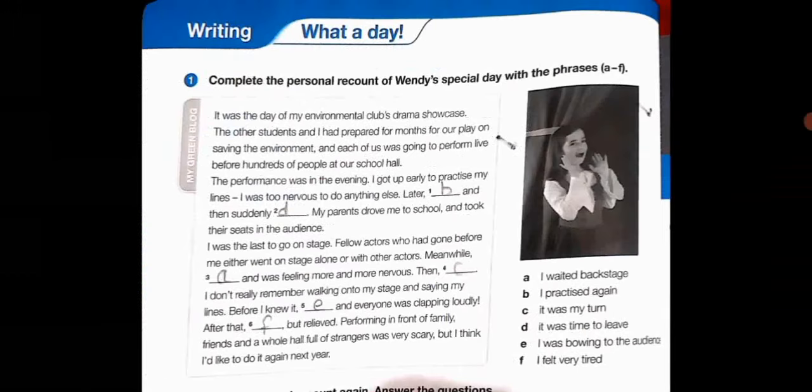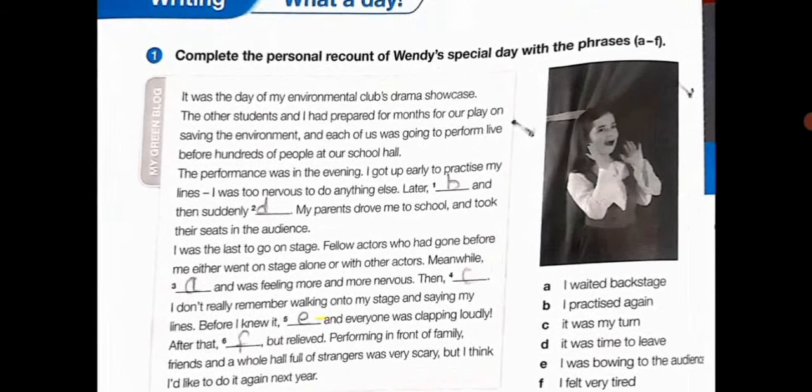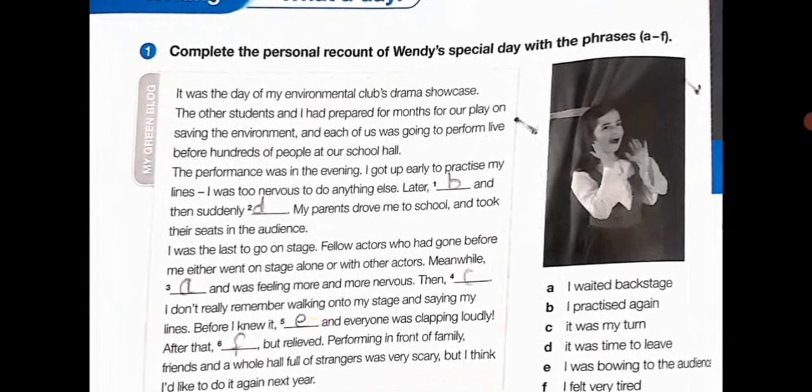Alright, students, it's your page number 20, and this is the complete story, but we have to choose some options to make it complete. The options are on the right side under the picture. So we have to choose the options and adjust them in the paragraph to make the story complete.